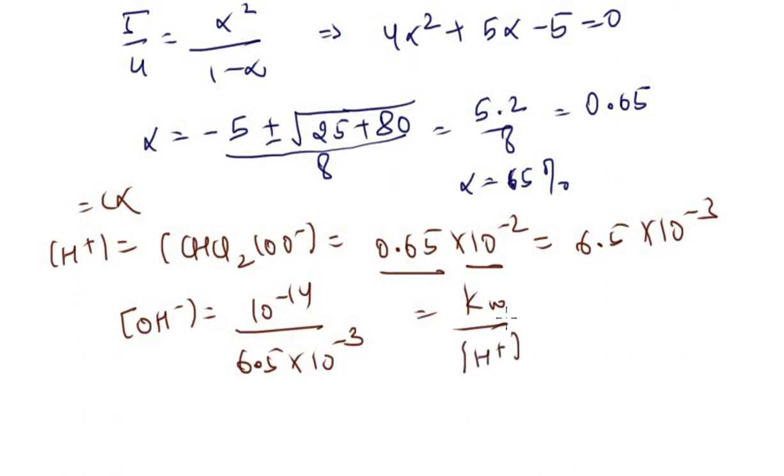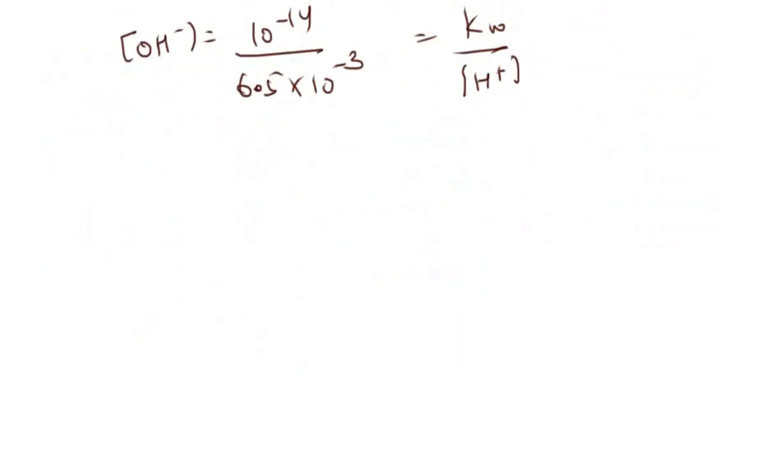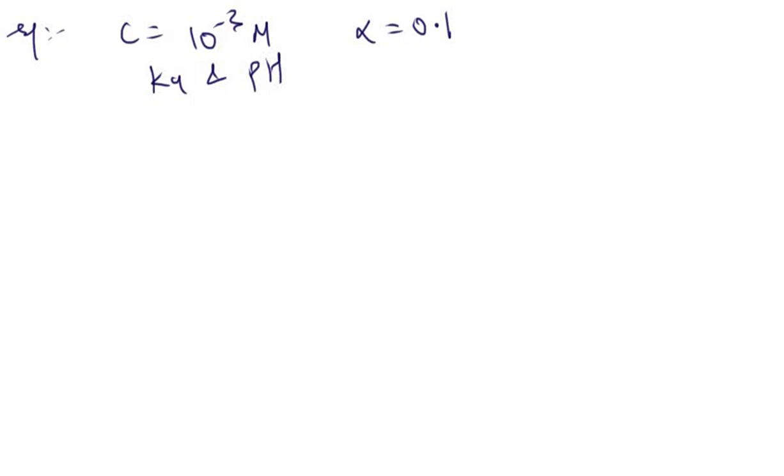Now there are a lot of good questions that come out, and some tricky questions where you might get stuck. Let's go through that. Let's say you are given the concentration, 10 to the power minus 3 molar, and alpha is 0.1. Ka and pH we have to calculate. So concentration of H plus equals C alpha, that is 10 to the power minus 4 molar, and pH comes out to be 4.